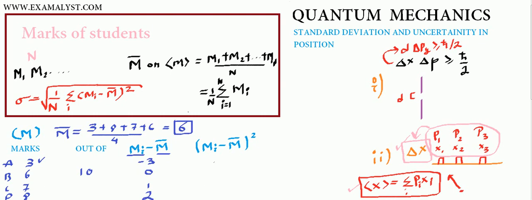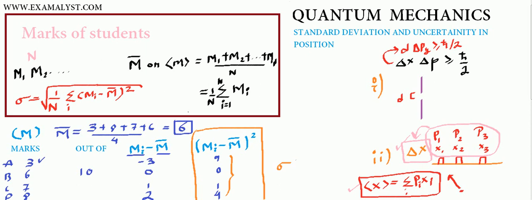Now, to eliminate the minus sign, we square them. The square is only to eliminate the minus sign. So it's 9, 0, 1 and 4. What does this measure? It measures the deviation from the average marks. Then you just add all of them and divide by 4. So what you get is sigma.